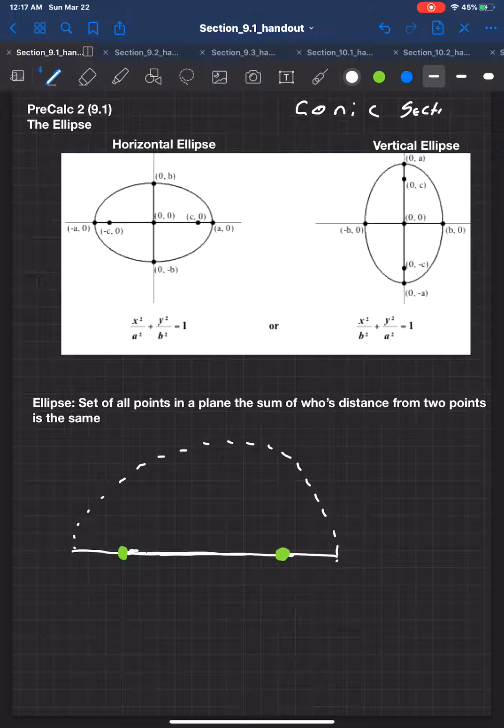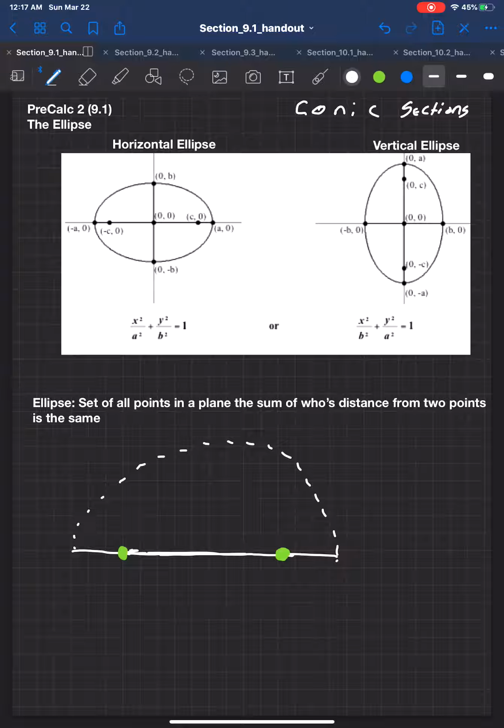The first conic section that we're going to discuss is the ellipse. I'm presenting to you two different types of ellipses, a horizontal and a vertical ellipse. A circle is just a special type of ellipse, and if you grab a circle and stretch it either horizontally or vertically, you can see the outcome, the shape that you're looking at right now.